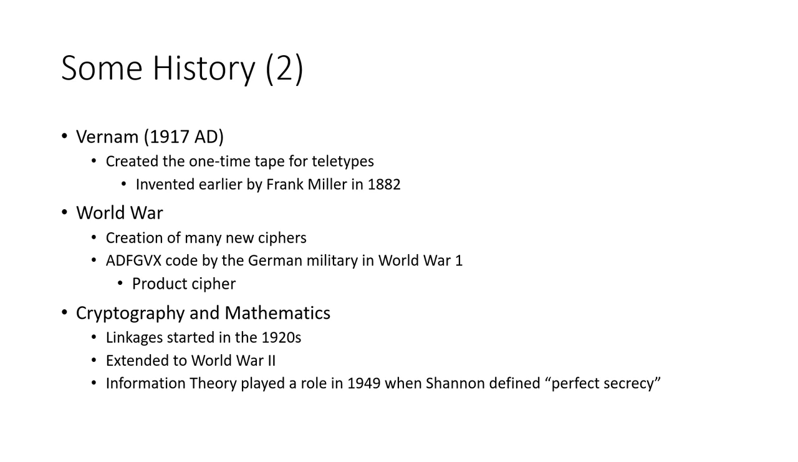But a lot of advances in encryption really happened during the two world wars. There were many new ciphers that were created. The German military created a product cipher called the ADFGVX code in World War I, which was broken by the British cryptographers. And these linkages between World War and cryptography and mathematics extended beyond that time. Information theory, which was invented by Shannon, played an important role in defining the notion of perfect secrecy, which is in fact tied to the one-time pad.